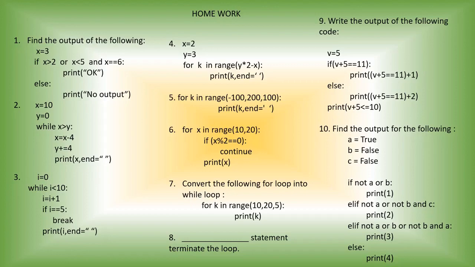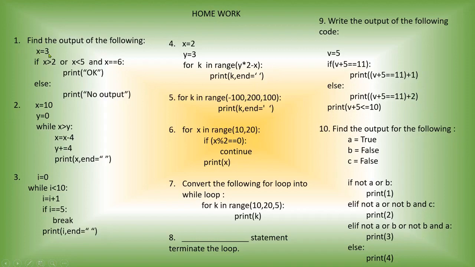X equal to 3. Within that if condition, there are three different conditions combined by using the logical operators. See, there is an OR operator and an AND operator, which you already studied. AND operator has the higher precedence, so AND will be done first. After that only OR will be done. So first this part will be executed: X less than 5 and X equal to 6.